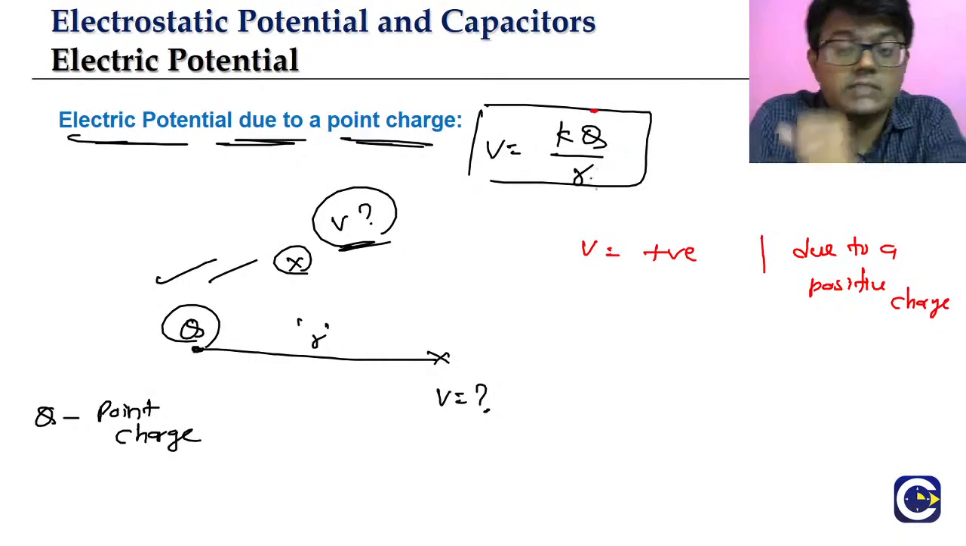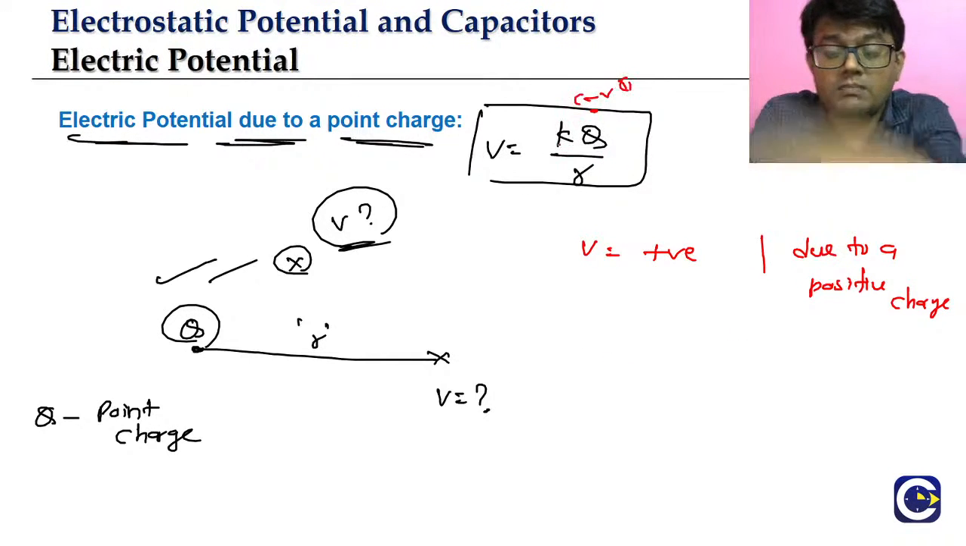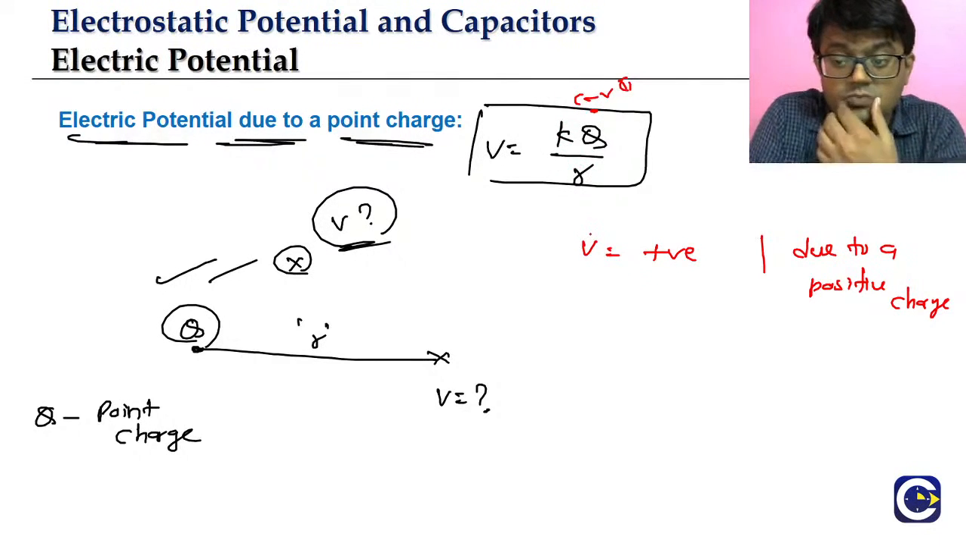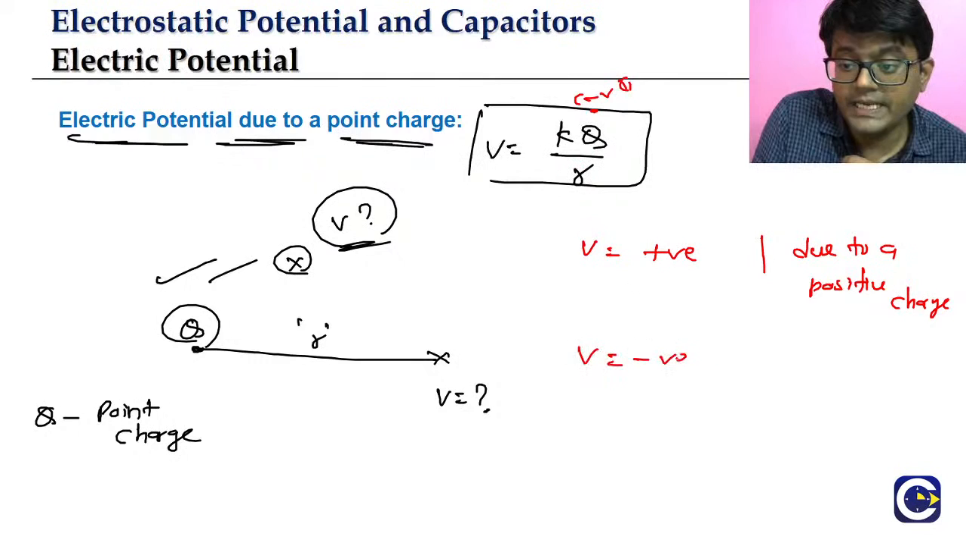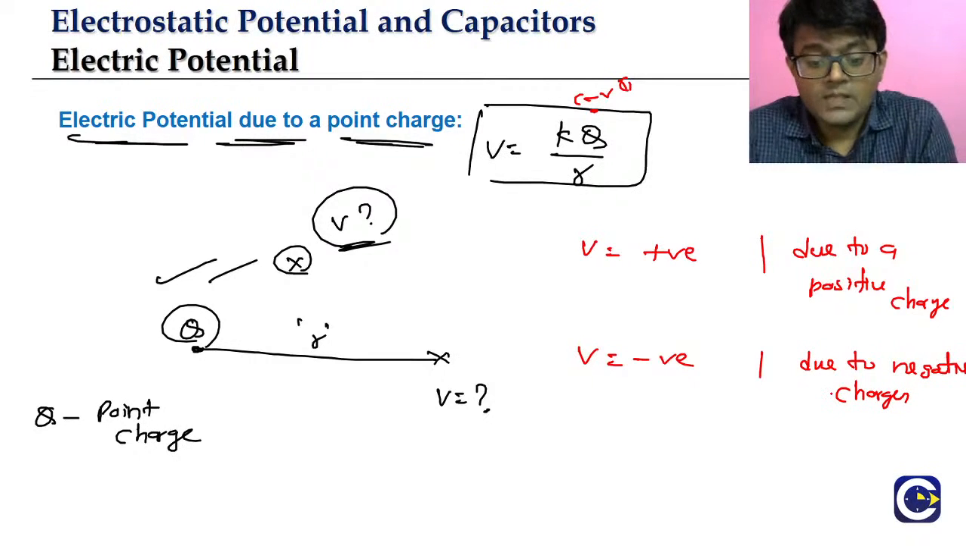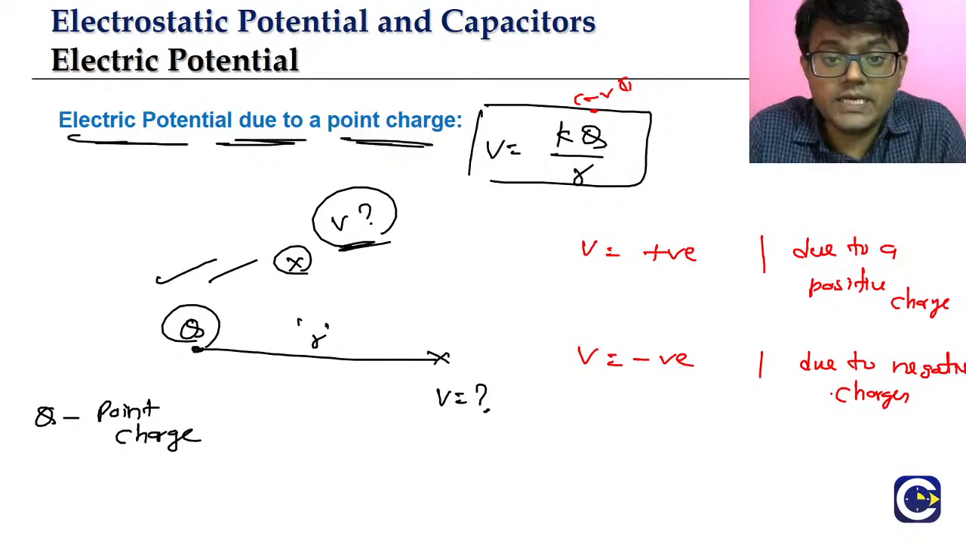Otherwise, if the Q is a negative charge, what is going to happen? If we substitute a negative here, what will come? Everything else is positive, right? K is a positive constant, and r is a distance. Means the potential will be negative due to negative charges. Okay, so potential developed by the positive charge will be positive. Potential developed by the negative charge will be negative.